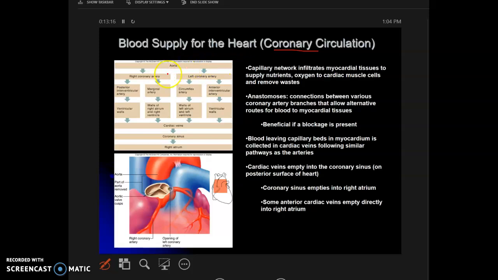So from the aorta, you notice that there's the right coronary artery and left coronary artery. The right coronary artery goes into the posterior interventricular artery and the marginal artery. The left coronary artery goes into the circumflex artery and the anterior interventricular artery. The posterior interventricular artery provides the ventricular walls. Anterior interventricular artery provides the ventricular walls. Marginal and circumflex artery will provide blood to the atrium and the ventricles. Notice the ventricles are repeated twice.